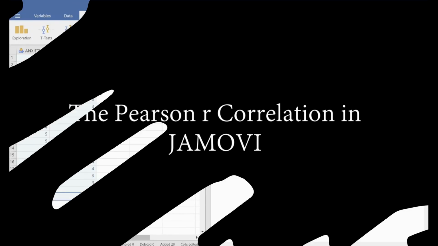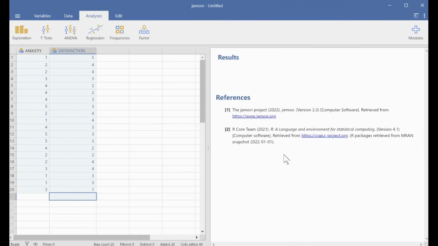And with that, we're going to move into JAMOVI and look at the Pearson R correlation in JAMOVI. Now, as you can see here, I've opened up JAMOVI, and this is the front screen. And let's first look at what data we have actually here. So we have two variables. We have anxiety and satisfaction. Both variables go from 1 to 5.